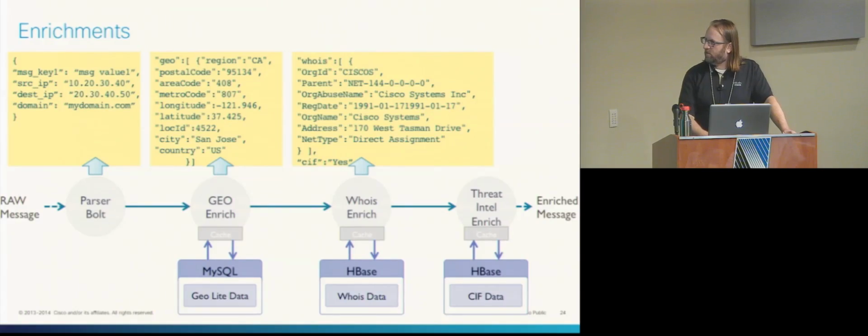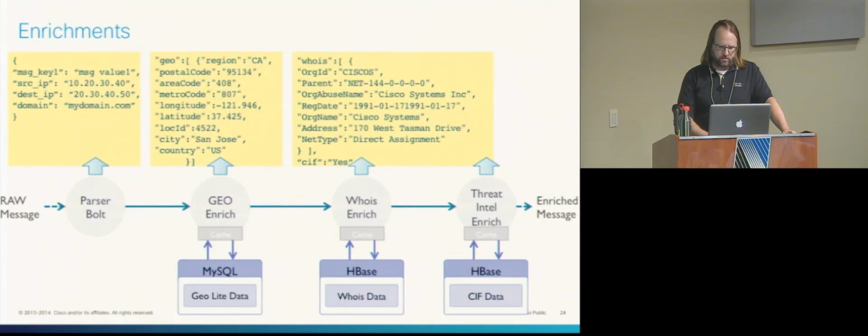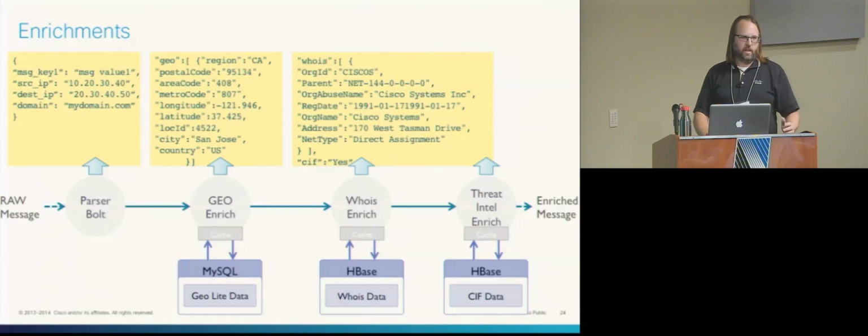So now after all these things are done, we have our enriched message, which then gets put into Kafka, which this one disappeared. So all these messages together get combined, and then the destination bolt happens. It says, does it go to Elasticsearch? Does it go to Hive? Whatever.